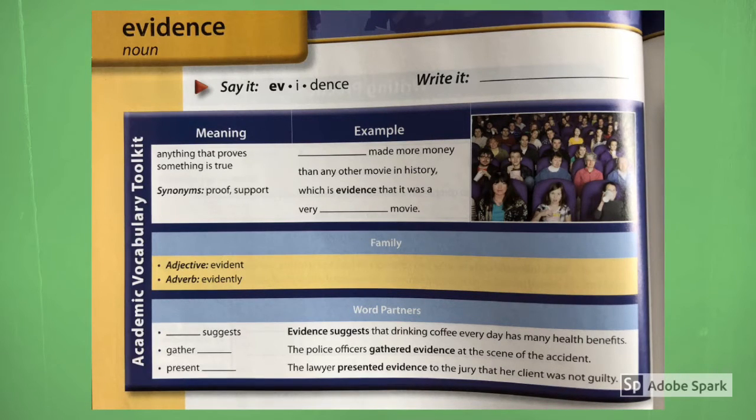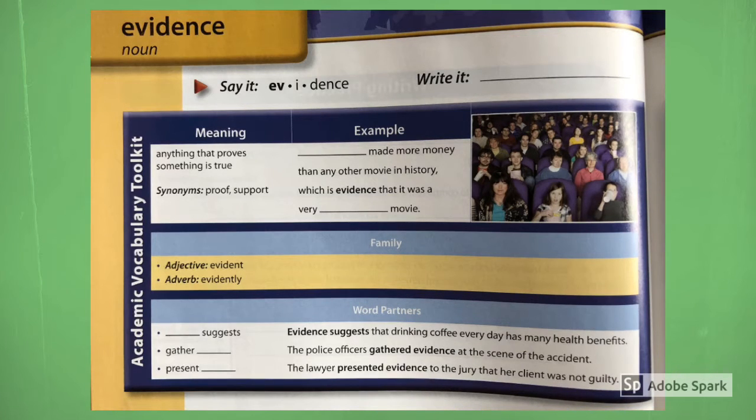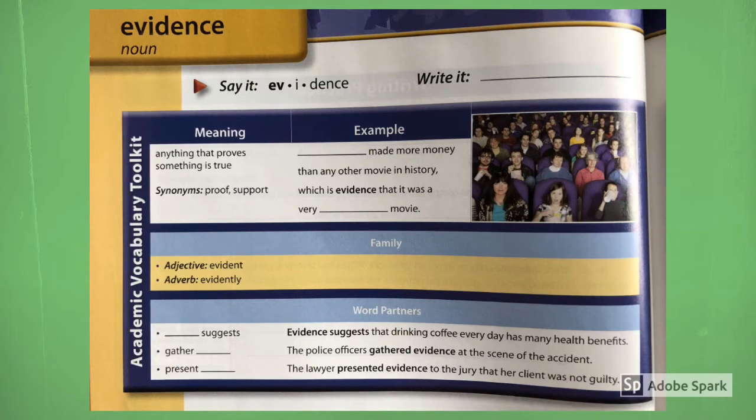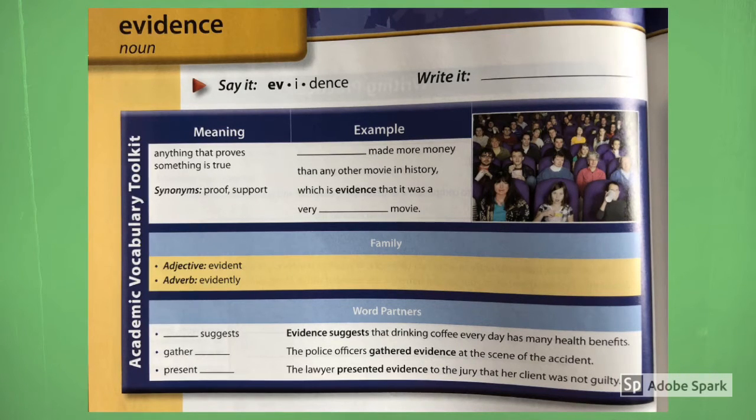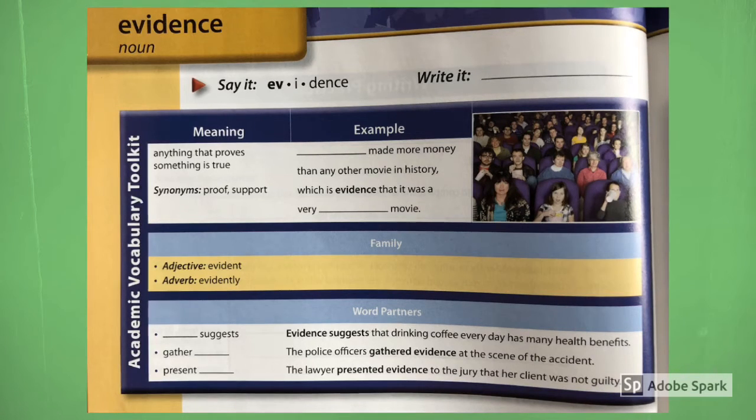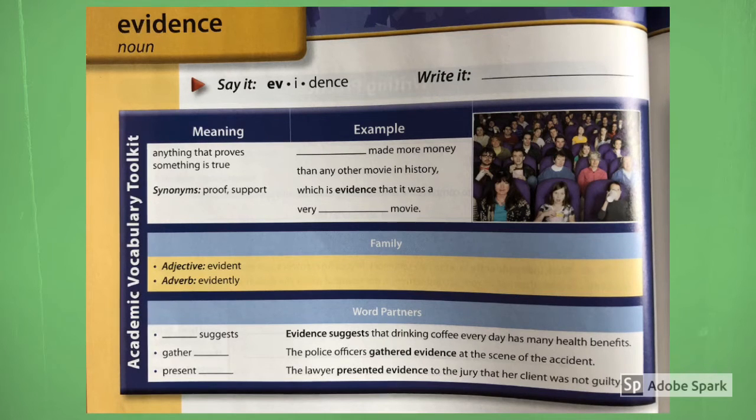Now let's look at some specific examples. Word partners, what does it mean? Well, word partners are the words that are most commonly or most often used with the word evidence, right? And one of them would be evidence suggests, gathered evidence, and presented evidence, right? Look at the first sentence at the bottom. Evidence suggests that drinking coffee every day has many health benefits.